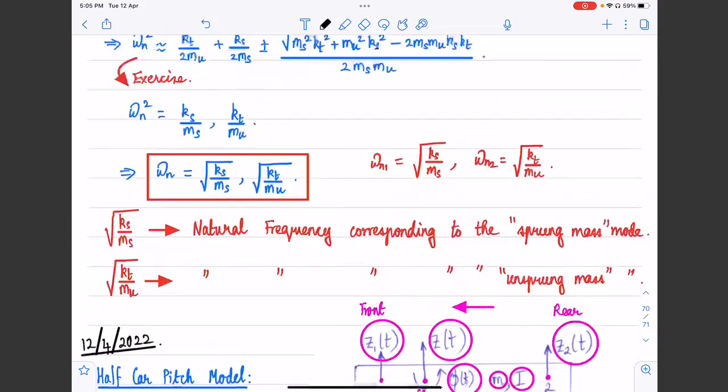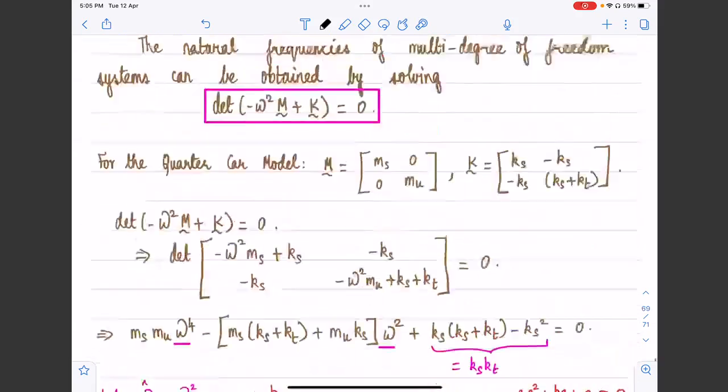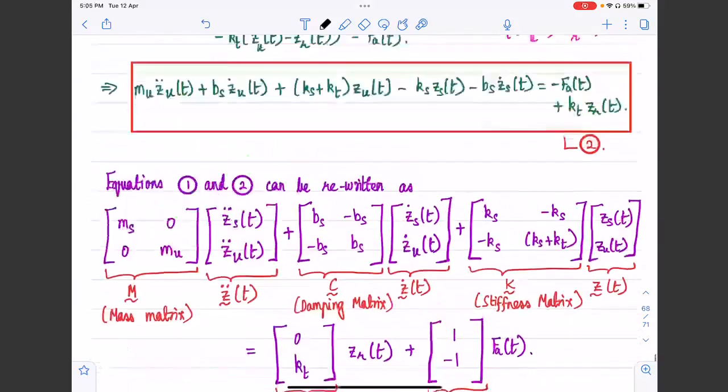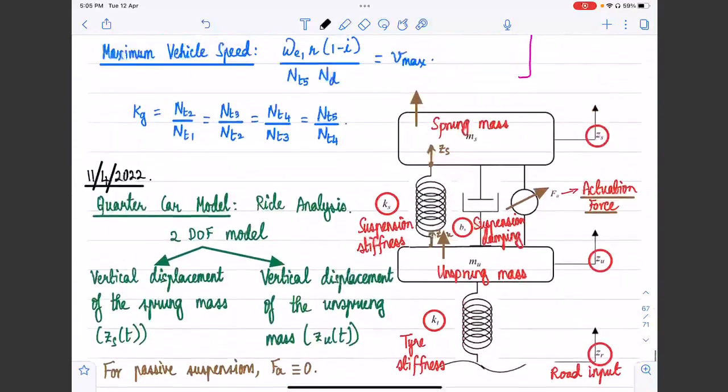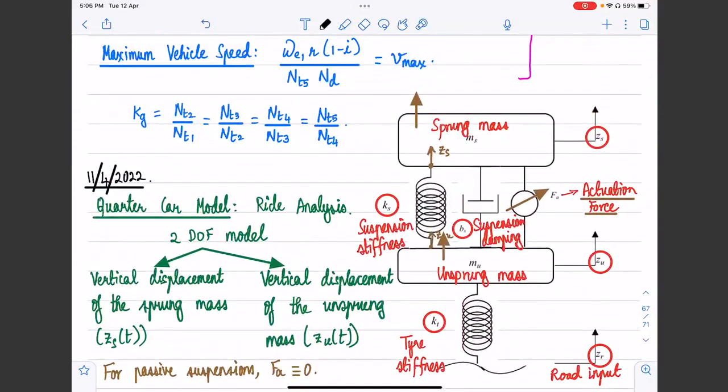Okay, why was it 2 degrees of freedom? Because we considered two masses, both the sprung mass and unsprung mass, and we consider the heave motion of both the sprung mass and unsprung mass. That's why in today's class, it was 2 degrees of freedom.